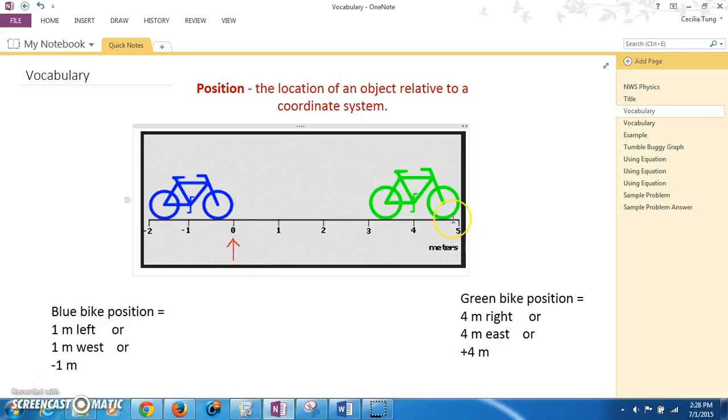The green bike has a position of 4 meters to the right, or 4 meters east, or we might call it just plus 4 meters. The blue bike has a position of 1 meter left, or 1 meter west, or negative 1 meters. Different conventions are used to describe the position of objects depending on the problem.